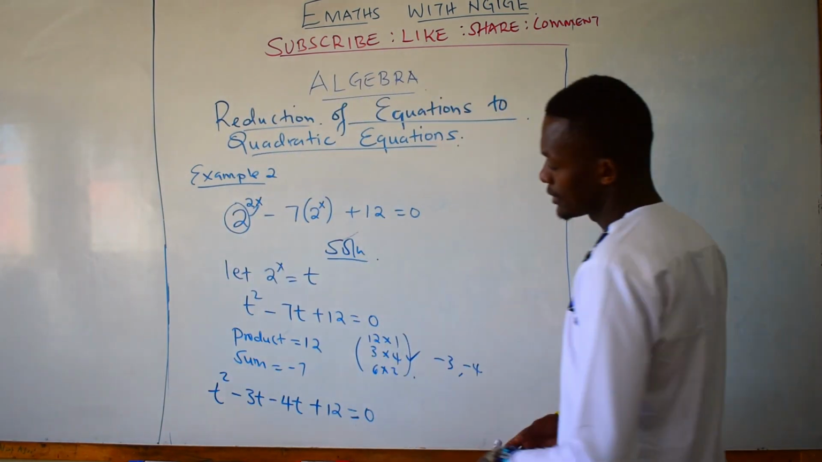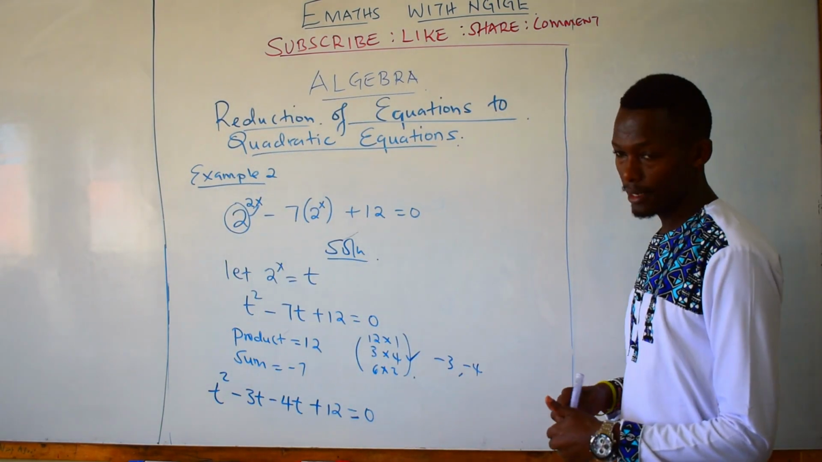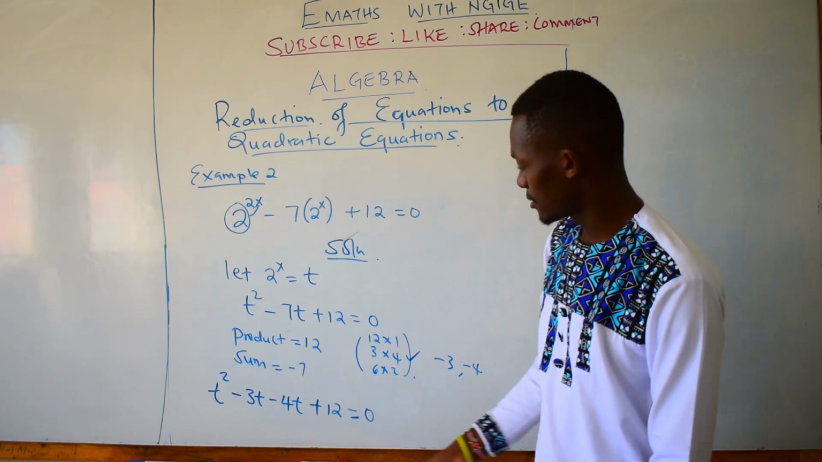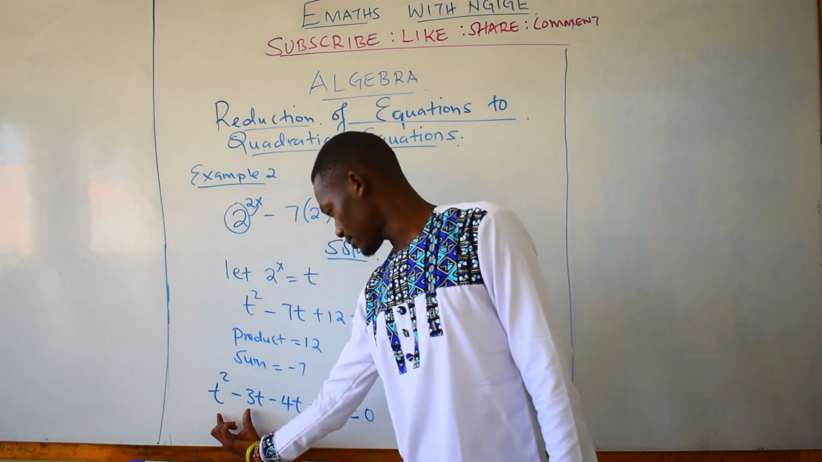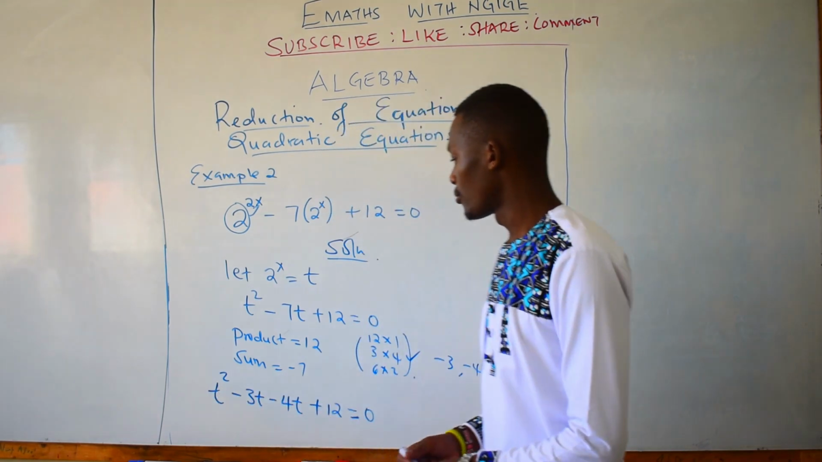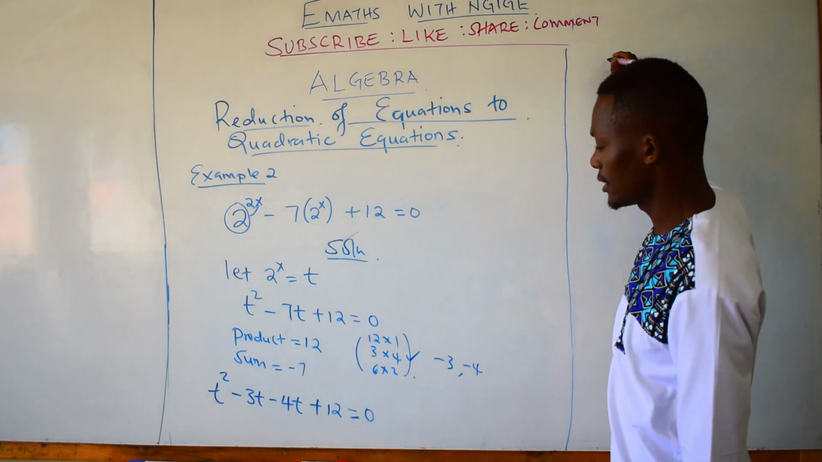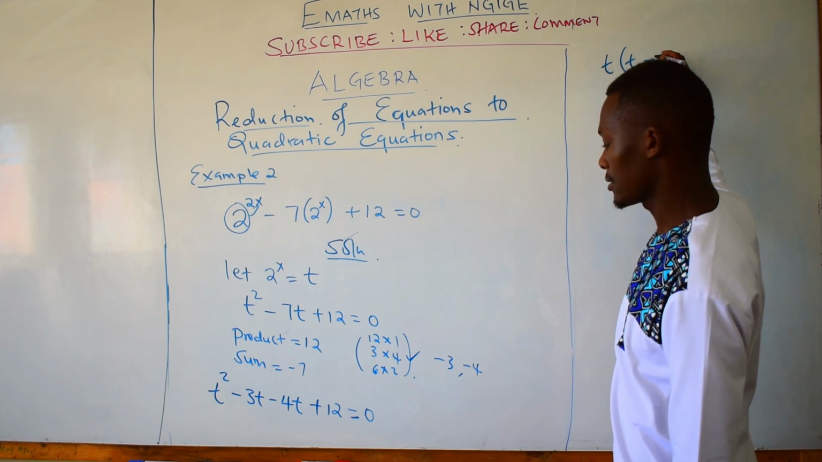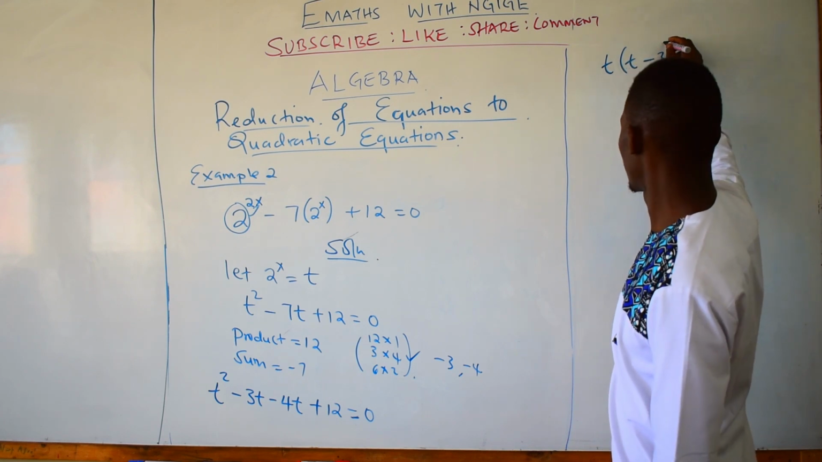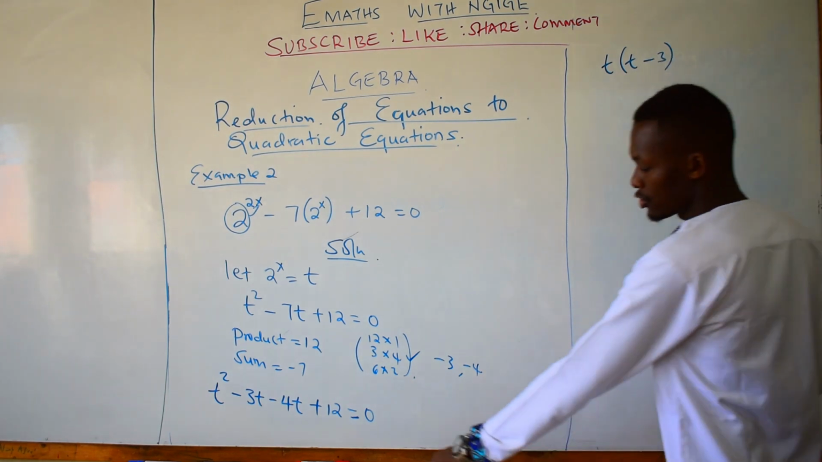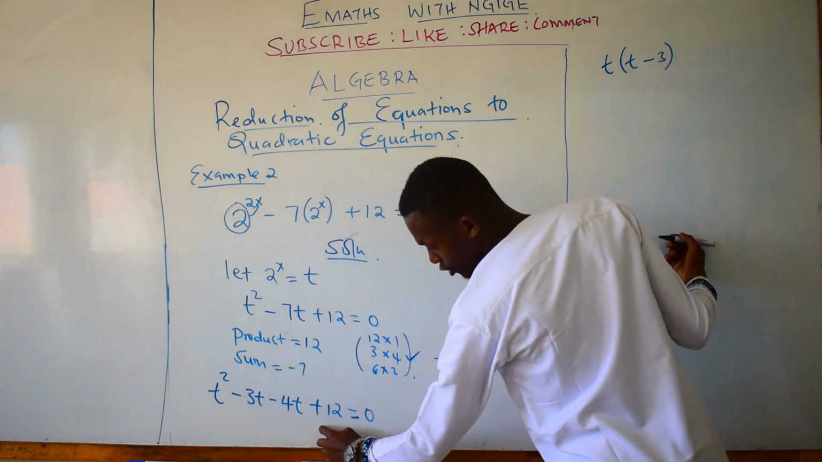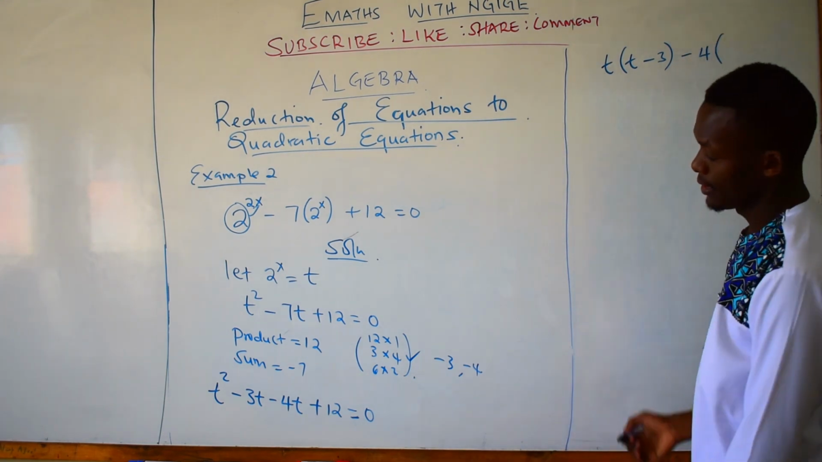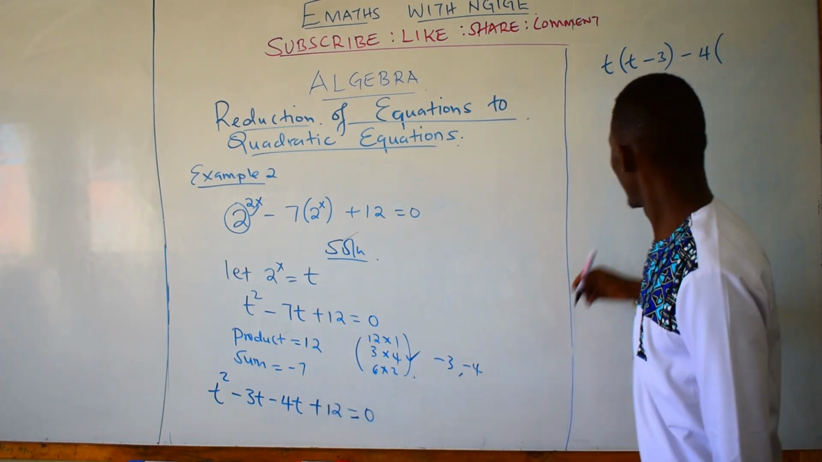Now, taking out a factor which appears in both. Taking these two pairs, t is common there. So you remain with t minus 3. Then in these two pairs, we can see 4 is common between the two of them. We have minus 4. What do we remain with?